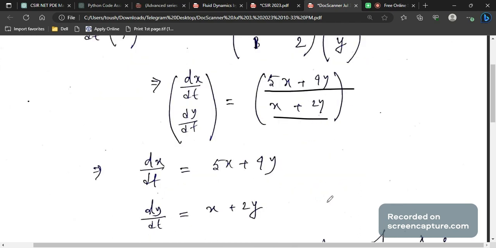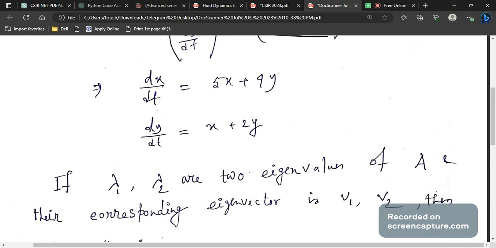That means you are getting two equations. One is dx/dt equal to 5x plus 4y, and another one is dy/dt equal to x plus 2y. So isn't it a system of equations? Since this is a differential equation, that's why we are calling it a system of differential equations. And also the equation is linear, right? x is linear, y is linear, so we will call this a system of linear differential equations.